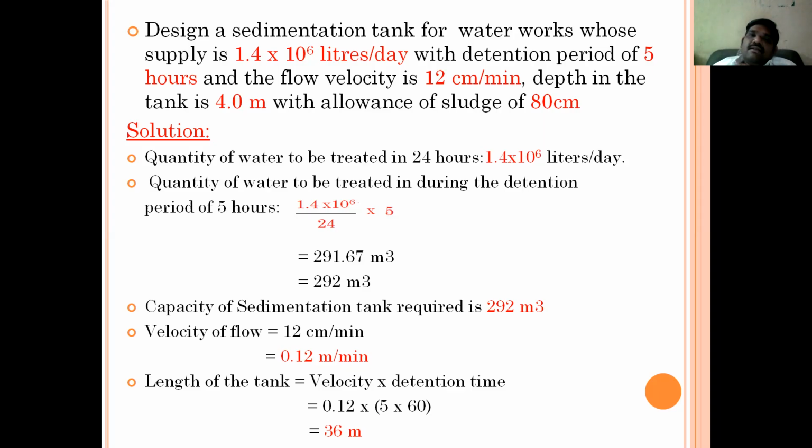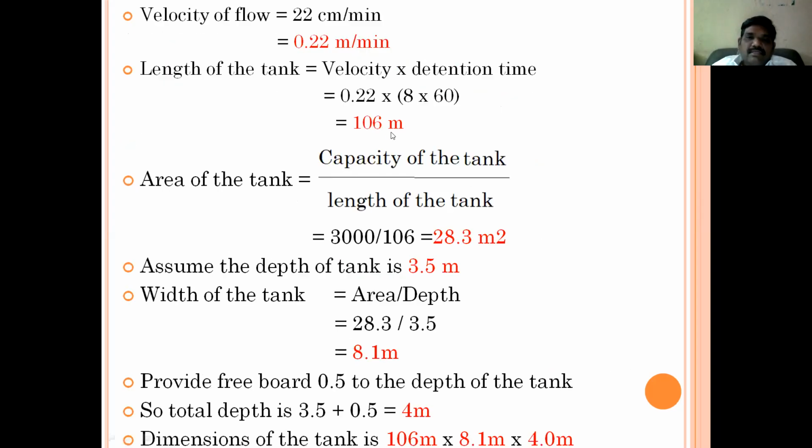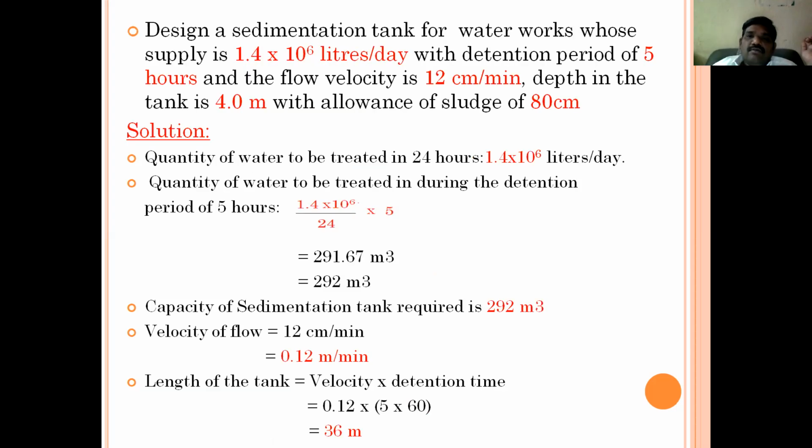See here, we have a detention period of 5 hours, and the flow velocity is adjusted to 12 centimeters per minute. And the depth is given here. In the previous case, they didn't give the depth, so we simply assumed the depth as 3.5. This was in the previous session. Now they have given the depth. And one more thing they have given is the allowance of sludge, 80 centimeters.